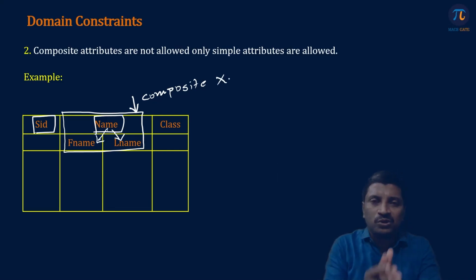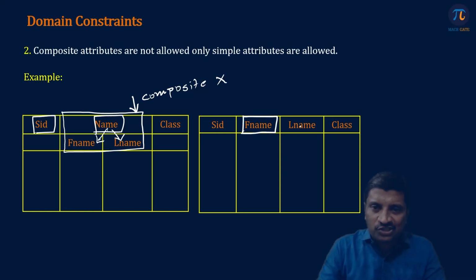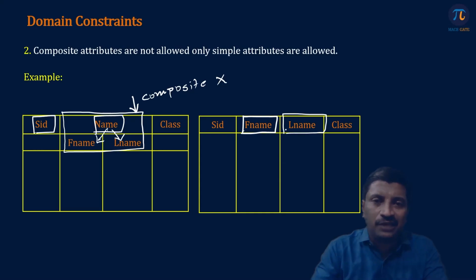Suppose if you want to store the same relation with these attributes, what we can do is we can create a relation with 4 attributes in which the first name and the last name both are independent attributes. Like this we can create the relation.